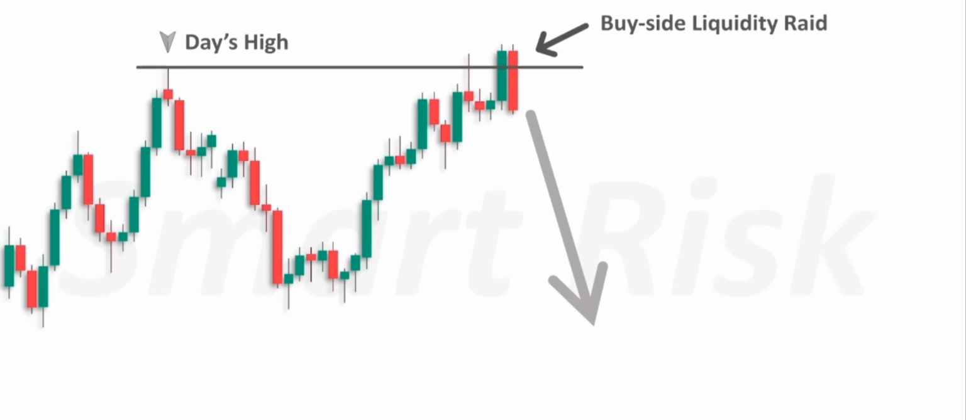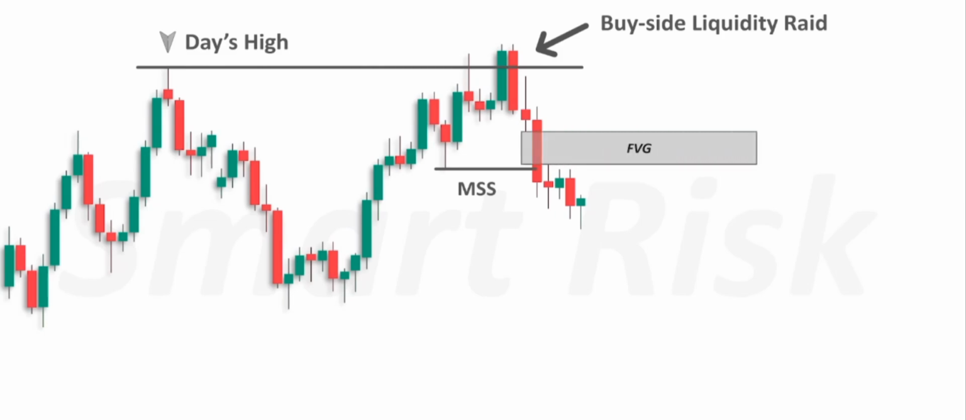Next, we wait for a bearish market structure shift to confirm this reversal. A bearish market structure shift happens when the price breaks and closes below the recent swing low. This shows that demand is no longer in control, and the price may start pushing to the downside. Then mark the bearish fair value gaps that formed along the way as supply zones.